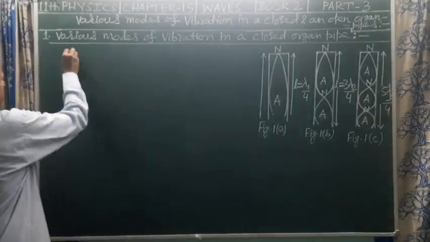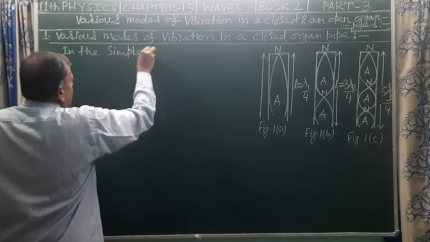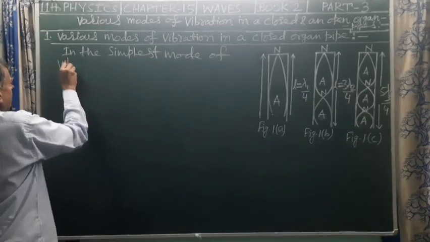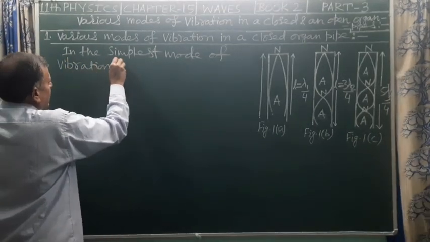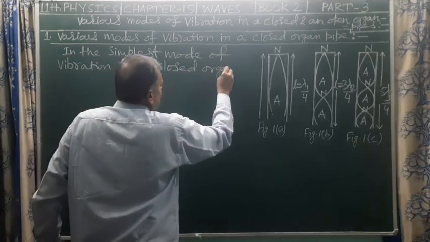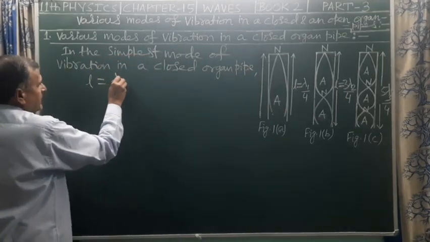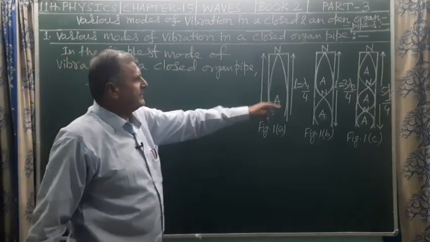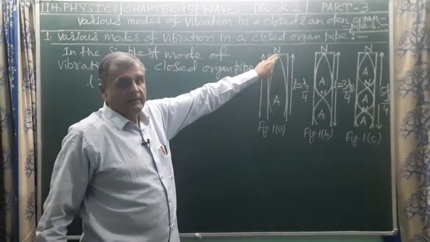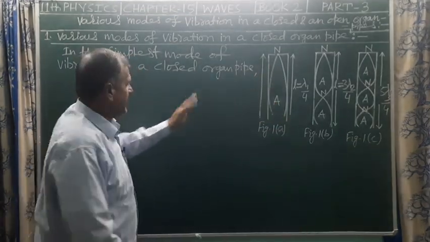So, in the simplest mode of vibration in a closed organ pipe, the length of the tube L equals lambda 1 by 4, and lambda 1 by 4 is the distance between a node (capital N), which is formed at the closed end, and an antinode, which is formed at the open end of a closed organ pipe.